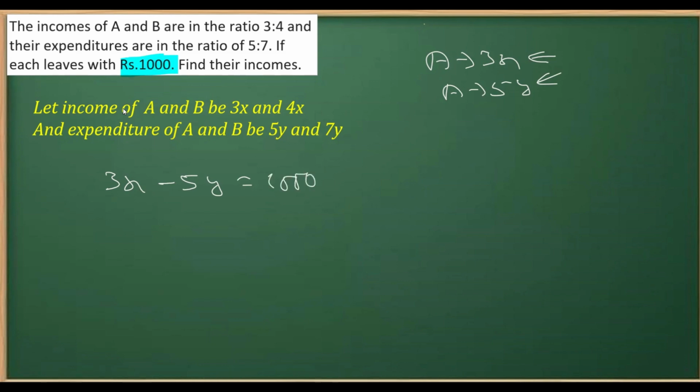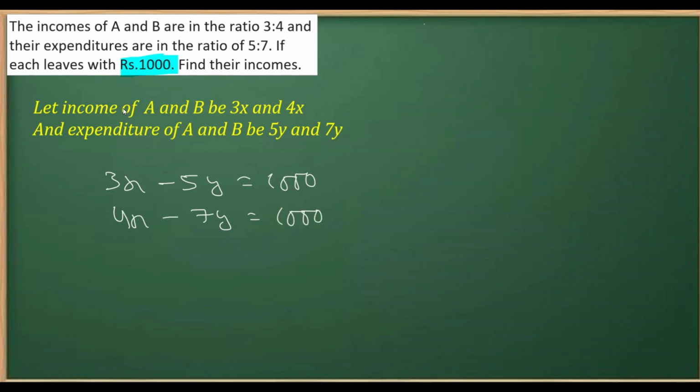In the same way, we can go for the other. B is earning rupees 4x and spending 7y. So how much money B will be left with is the difference, income minus expenditure, which is the saving. And as you can see in the question, the saving in both cases is 1000 rupees.